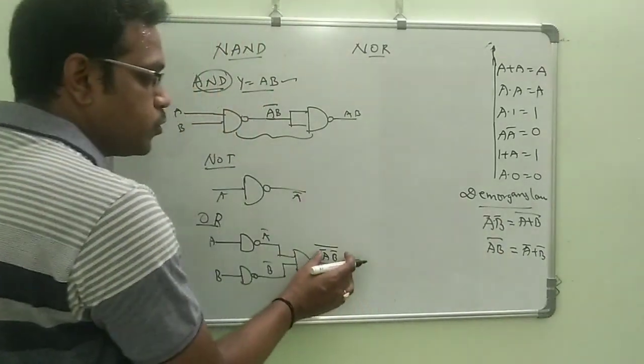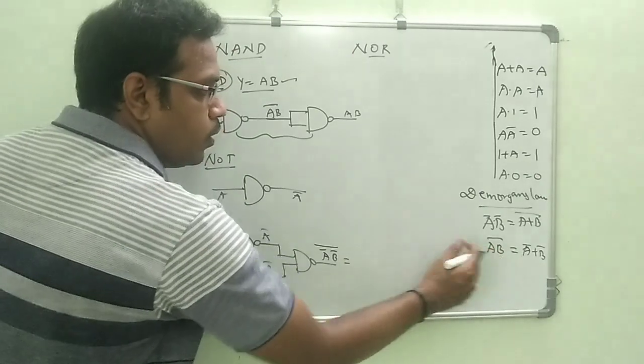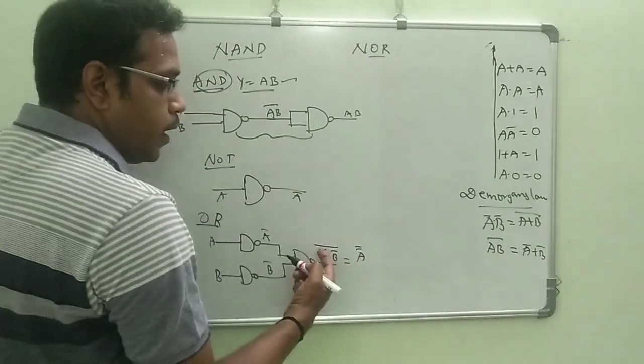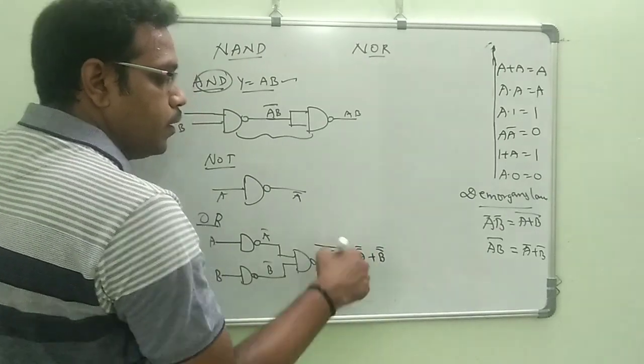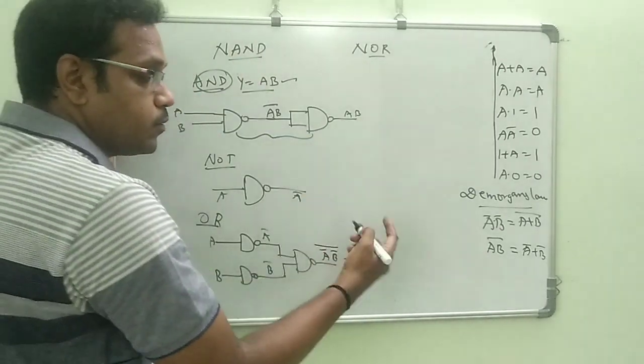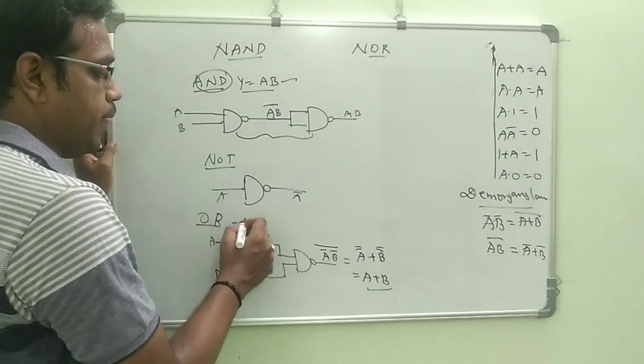By using these rules, A bar double bar, the already existing bar you have to give, plus B double bar. The conjugation of a conjugation in maths gives A, so that is A plus B. So that is the OR gate.